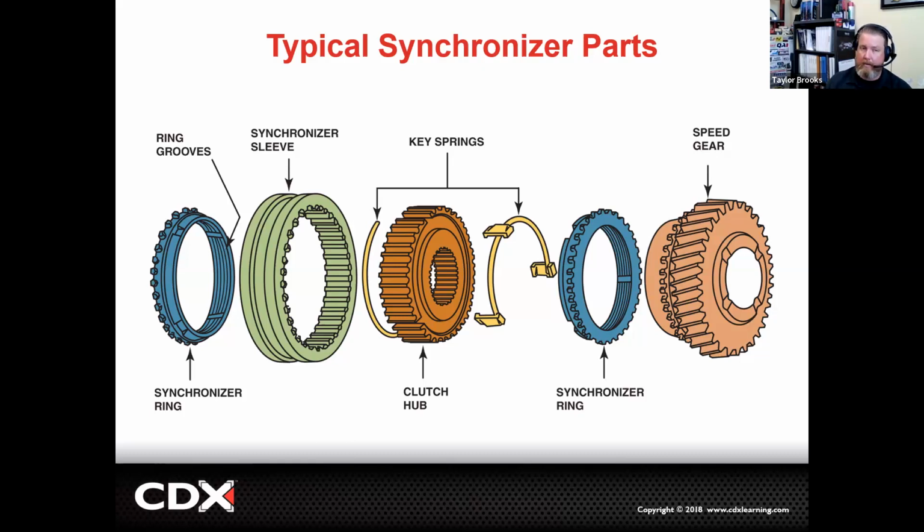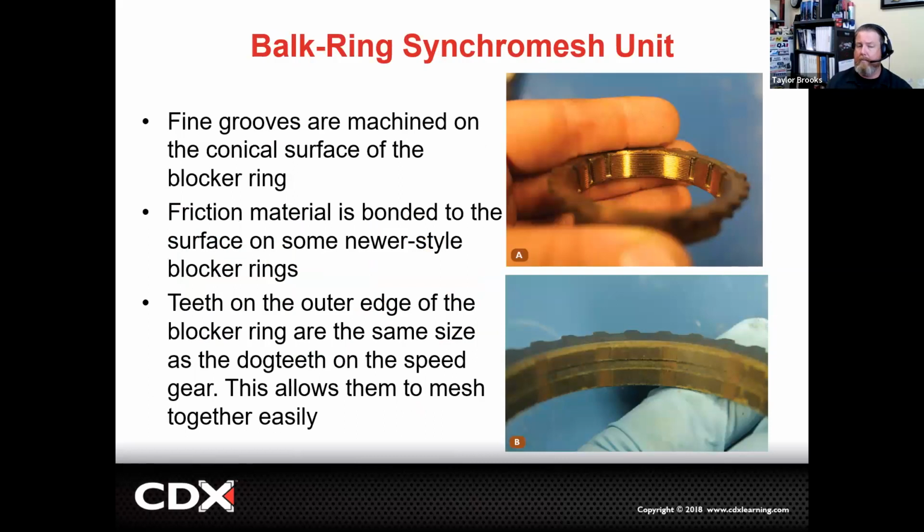So in the diagram that I have photoed here, if you go to the far left, you'll see just one synchronizer ring, and that's because the speed gear is out of frame. But if we go to the right, we have the key springs or the detent springs that prevent the synchronizer sleeve from coming undone or slipping off and popping out of gear, and locking onto our synchronizer ring. And then the speed gear itself will have the cone that is counter machined to allow for it to lock into place.